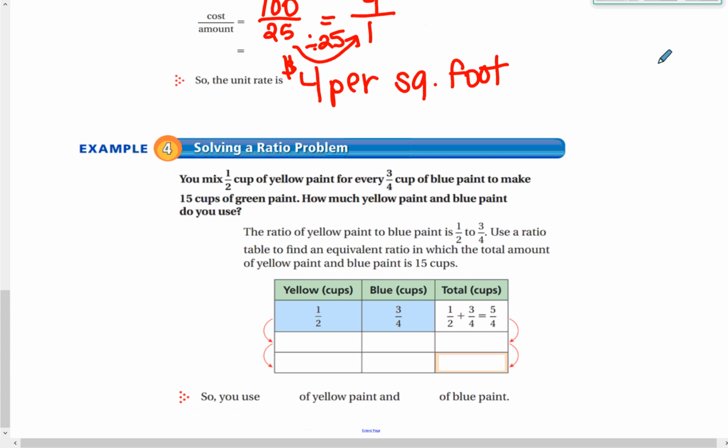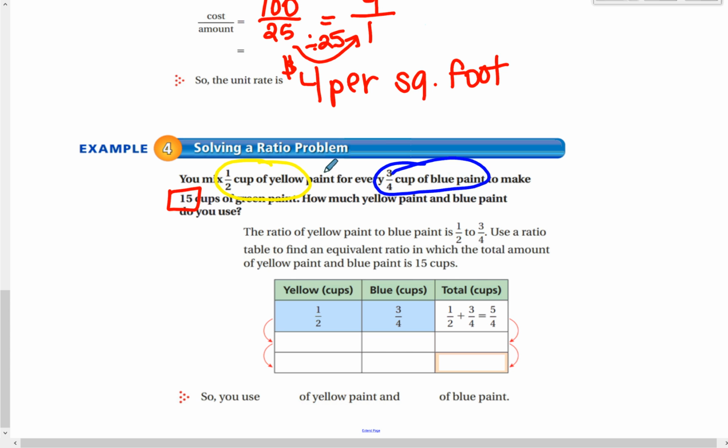Our last example is solving a ratio problem. Okay, so you mix 1/2 of yellow paint for every 3/4 of blue paint to make 15 cups of green paint. So this is our ratio and we want to make 15 cups. How much yellow paint and blue paint do we use?